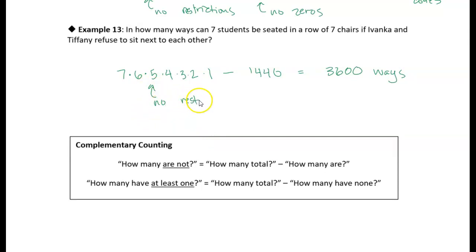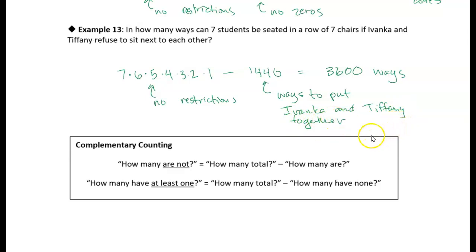And this is the number of ways to put Ivanka and Tiffany together. Okay. All right, so that's the answer to that example.